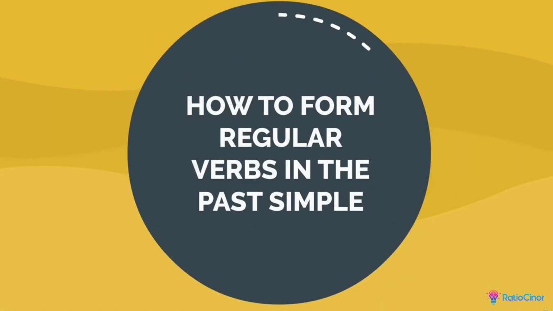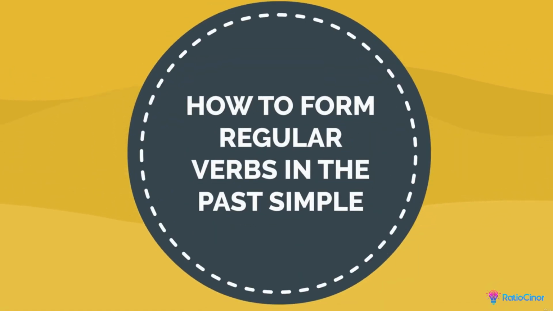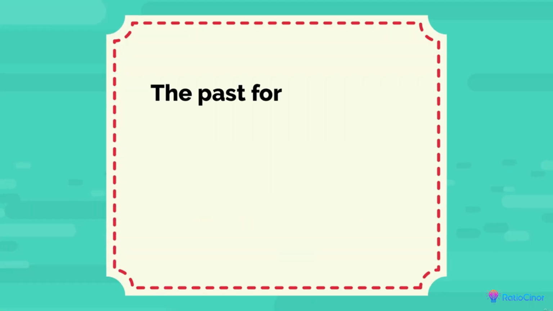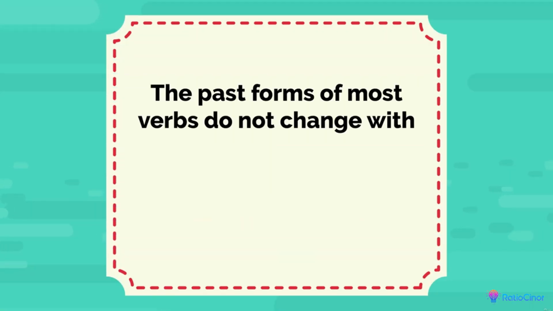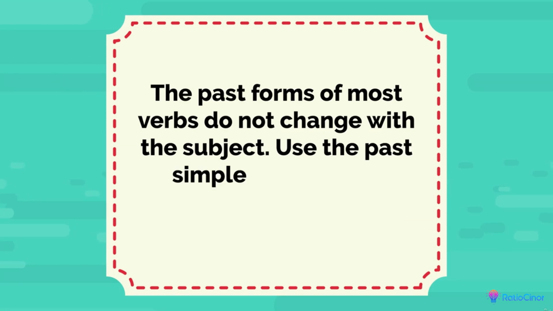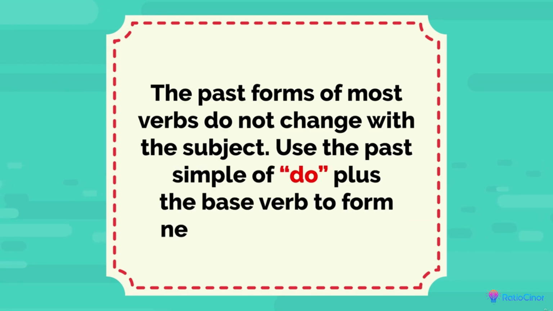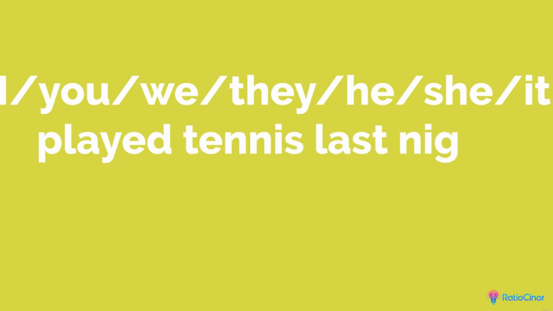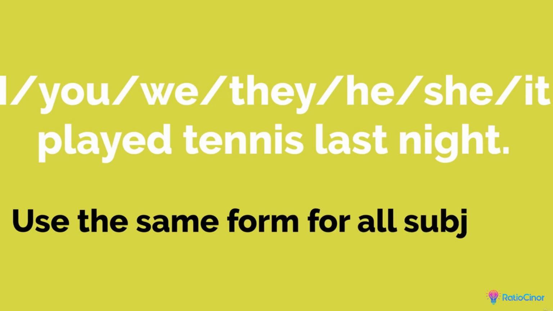How to form regular verbs in the past simple. The past forms of most verbs do not change with the subject. Use the past simple of do plus the base verb to form negative statements. I, you, we, they, he, she, it played tennis last night. Use the same form for all subjects.